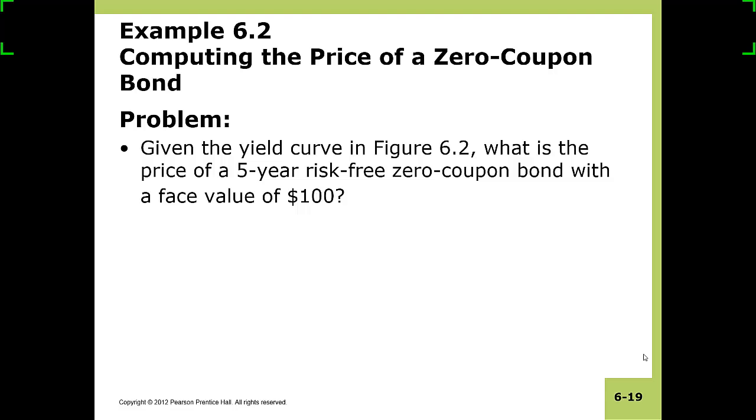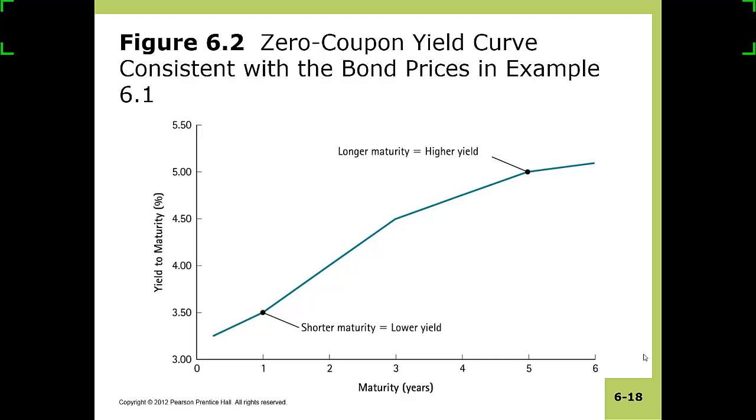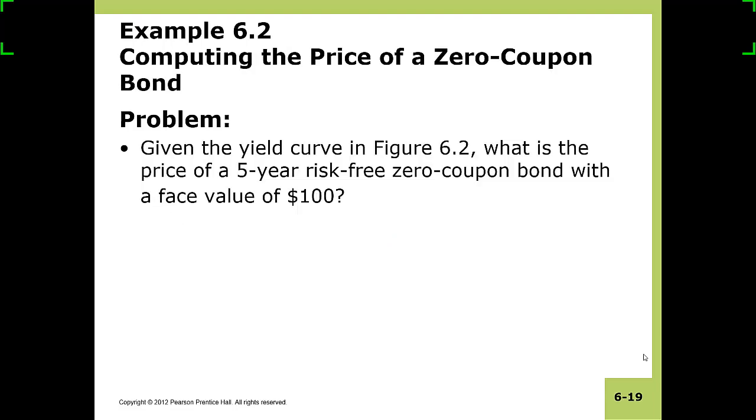So given the yield curve in figure 6.2 on the previous slide, which is also in your book, what is the price of a 5-year risk-free zero coupon bond with a face value of $100? Let me go back a slide. 5-year is right here where they have the dot on the upper right. It's 5%. So all you are doing is trying to find the present value of that $100 in 5 years. The $100 is the future value, and we're trying to solve for the present value. Well, you already know the formula for that.